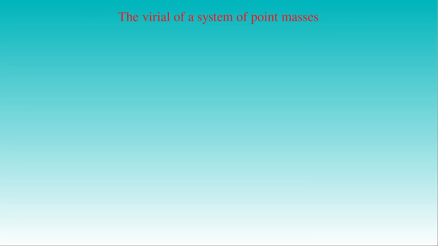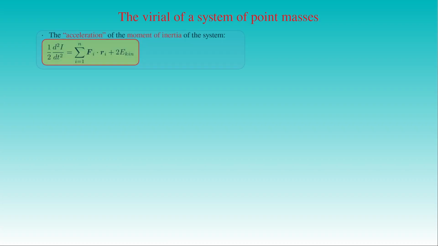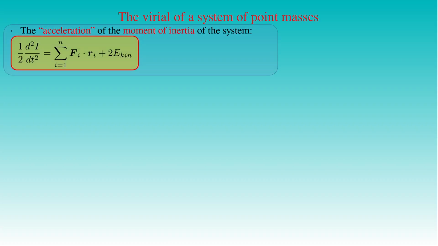Now we substitute the definition of the total kinetic energy of the system into the equation describing half the second-order time derivative of the moment of inertia, which we can also call the acceleration of the inertia I, and write it as the sum of the dot product of the force Fi acting on the point mass mi and the position vector Ri of the point mass from i equals 1 to n, plus 2 times the total kinetic energy of the system.